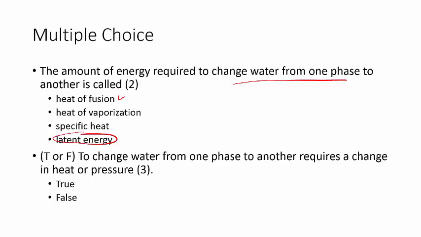The next question, to change water from one phase to another requires a change in heat or pressure, and we can do it exactly. So remember what we mentioned, how if we decrease the pressure low enough, the water will vaporize. So that's what happens in cavitation. And then of course we can change the heat, by increasing it. So this expression is true, and you can do it with heat or pressure.